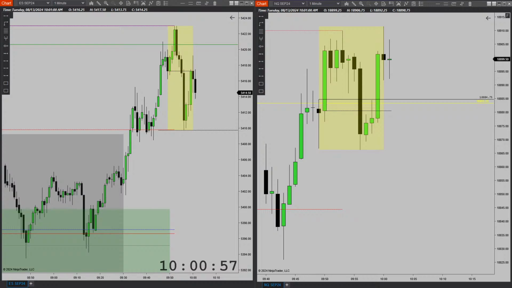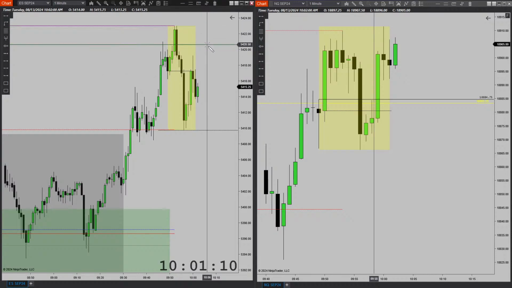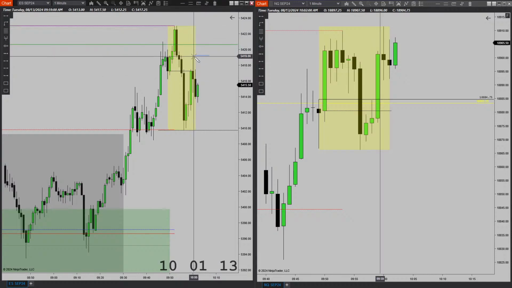Where is this thing at? Okay. Please. Okay, so we close that gap. Okay, so we might need to sweep this high one more time.